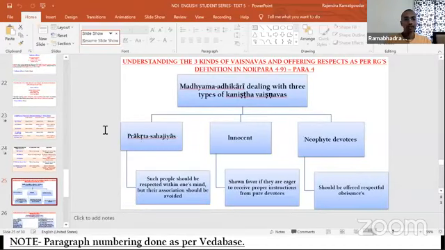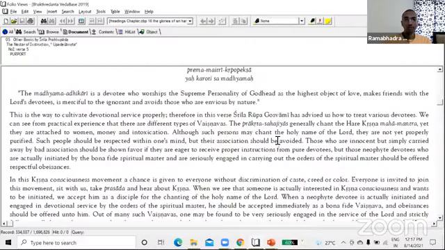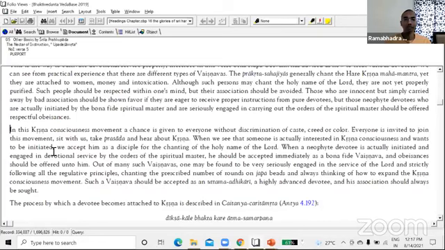In this Krishna conscious movement, a chance is given to everyone without discrimination of caste, creed, or color. Everyone is invited to join this movement, sit with us, take prasad, and hear about Krishna. When we see that someone is actually interested in Krishna consciousness and wants to be initiated, we accept him as a disciple for chanting the holy name of the Lord.